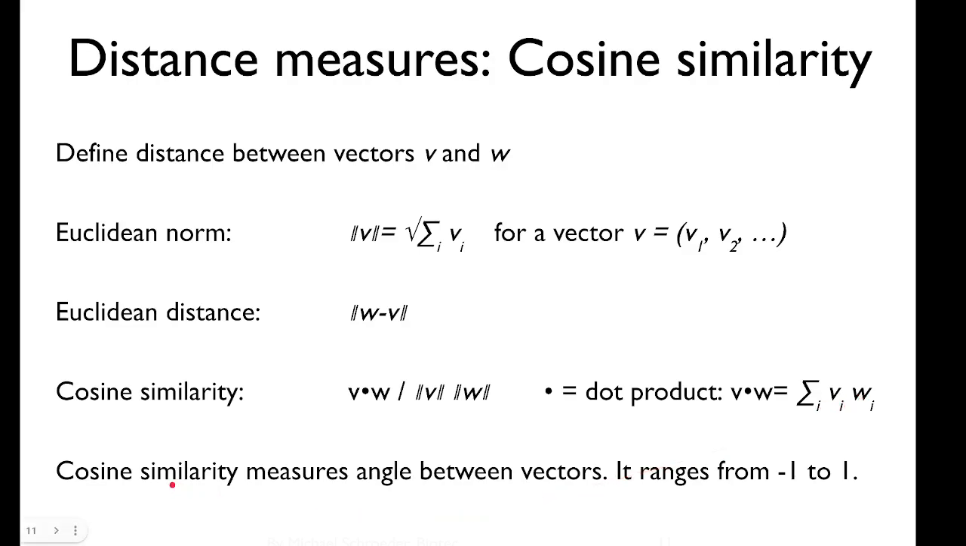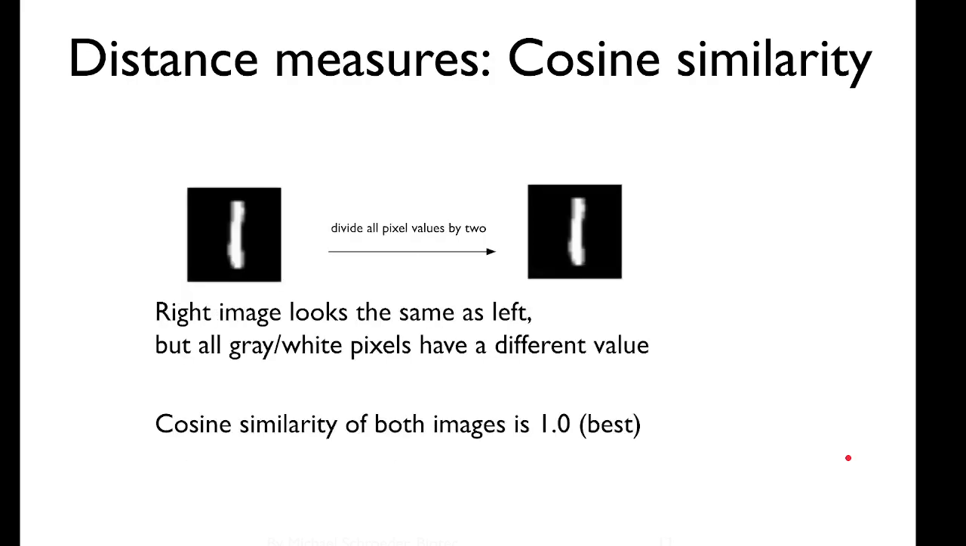And the cosine similarity ranges from -1 to 1. -1 means the vectors are pointing in exactly opposite directions. 1 means they point in exactly the same direction, and 0 means they're perpendicular to each other. So what happens for this image case? Cosine similarity of both images is 1 because the angle between those two images is 0.